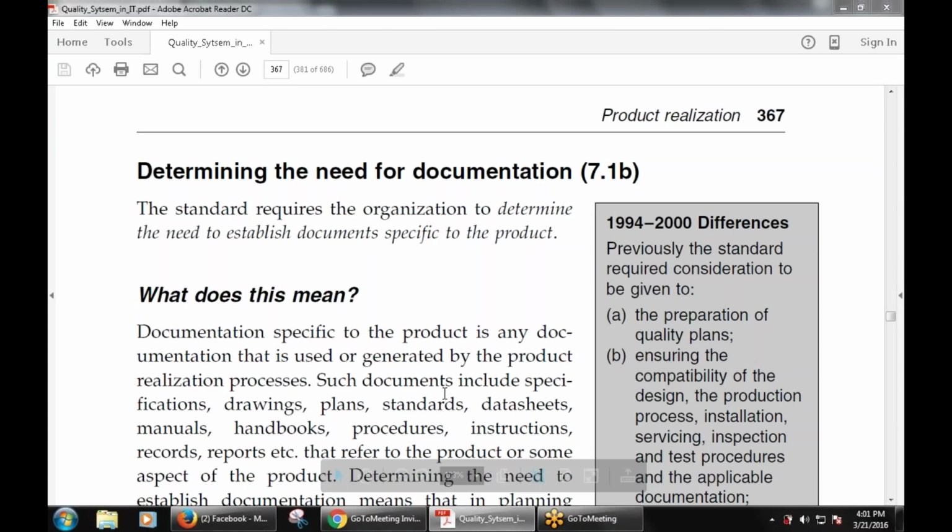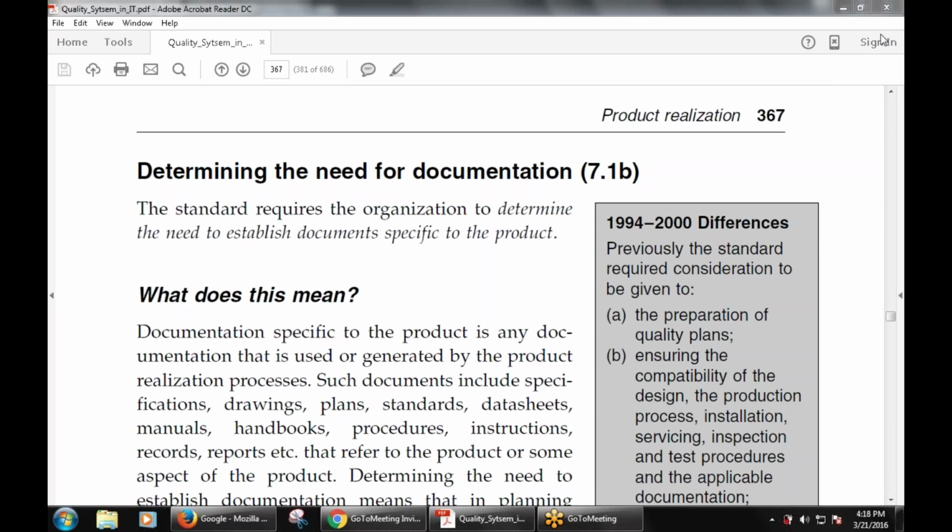Today I am going to continue the same module, the quality systems and IT. That is version number 7, and today's topic that I'm going to cover is documentation. What is the need of the documentation, and what are the various documents that are required? That is why everything is in written form. That is the need of the documentation.